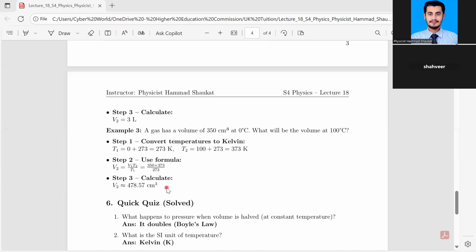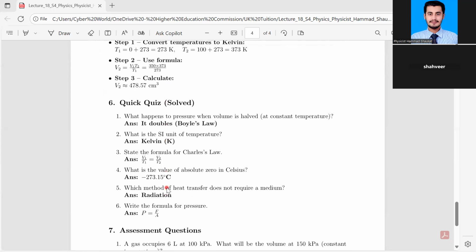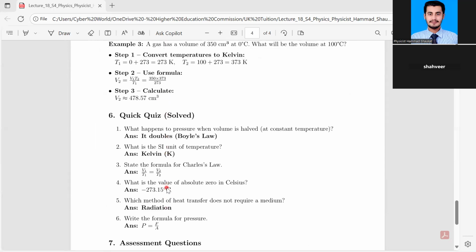Any question regarding these problems? No. Okay. So here, a quick quiz for you. Can you tell me what happens to the pressure when the volume is halved? It doubles. What happens to the pressure when the volume is half? It doubles, right. According to whose law? Boyle's law or Charles' law? Boyle's law. Yes, Boyle's law.